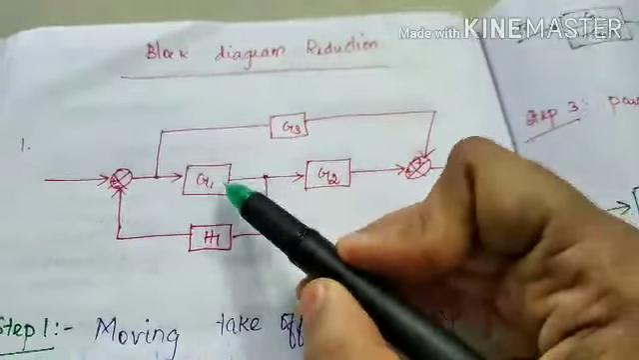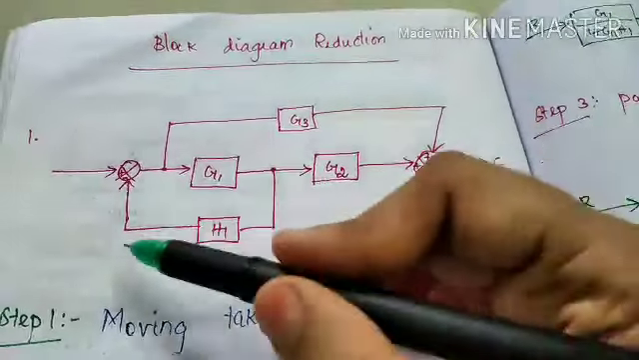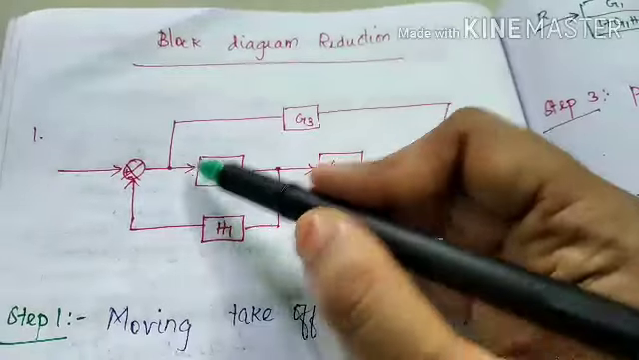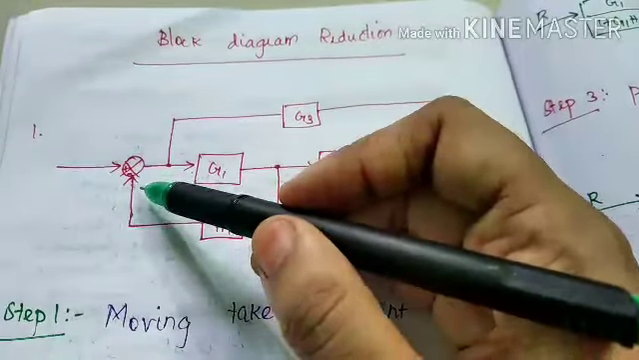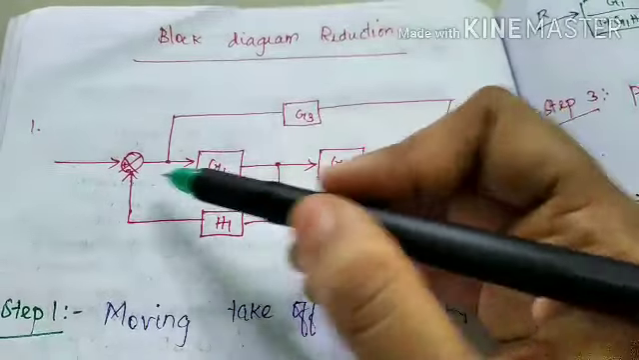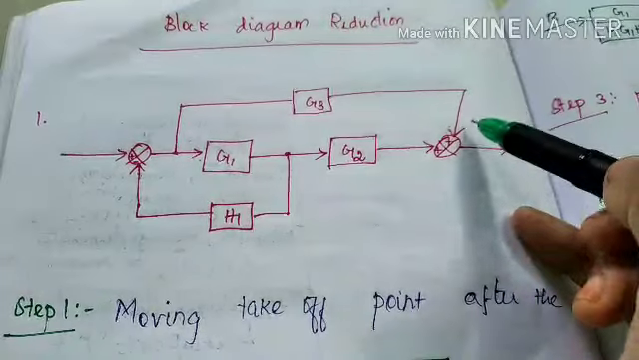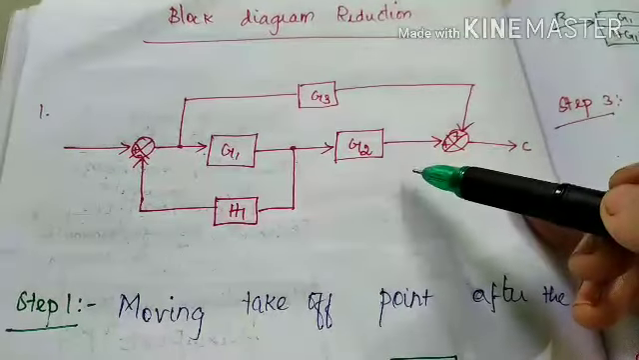See here G1 and G2. This is in the forward path, and H1 is the block which is in the reverse path. See the arrow marks, these are all flowing in this direction, and this H1 arrow mark is in the reverse direction, right? So this is said to be the feedback loop or feedback path, and G3 is in the forward direction and G2 is in the forward direction, right?